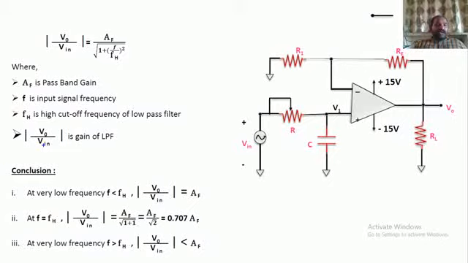Okay. So AF is nothing but the pass band gain. F is the input signal frequency. FH is the high cutoff frequency of the low pass filter. And V naught by V in is the gain of the low pass filter. Now we are interested in checking whether this circuit is acting as a low pass filter or not.